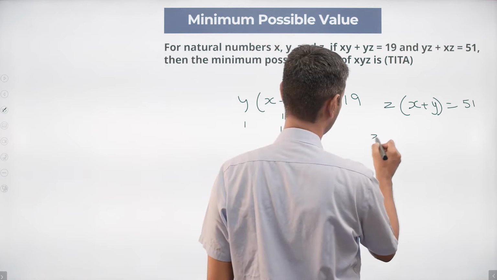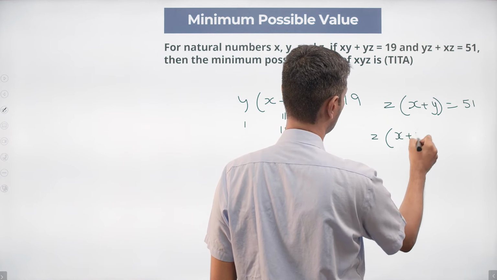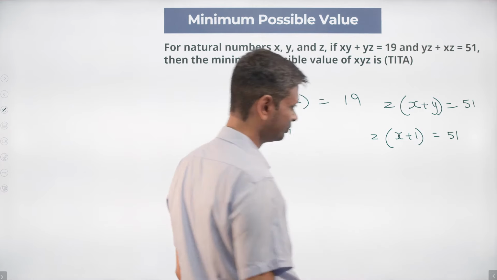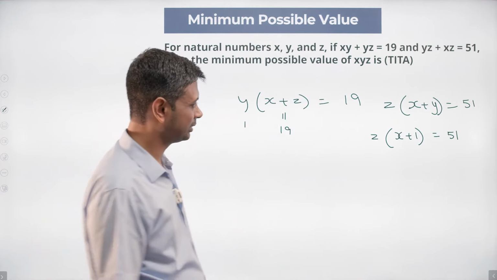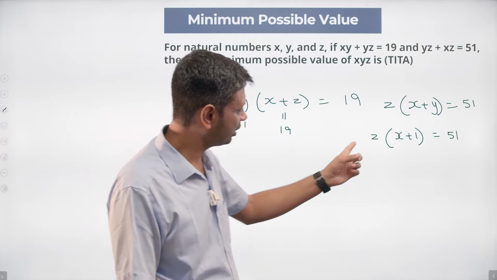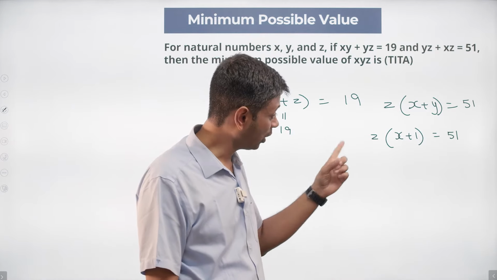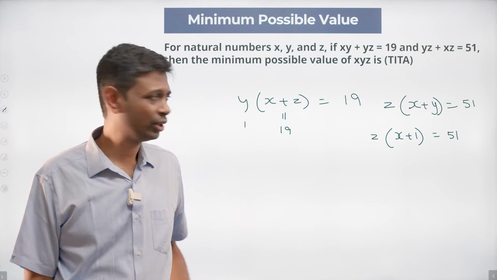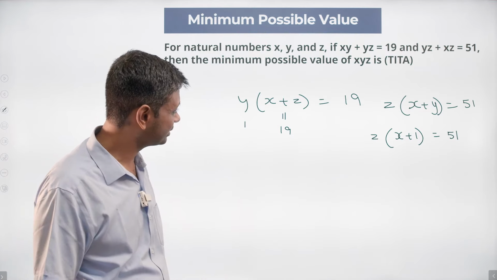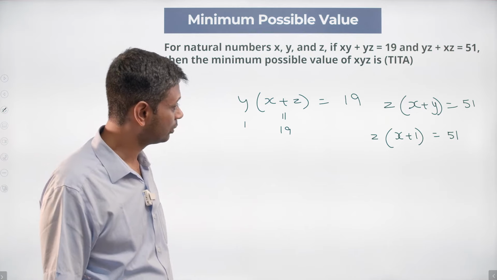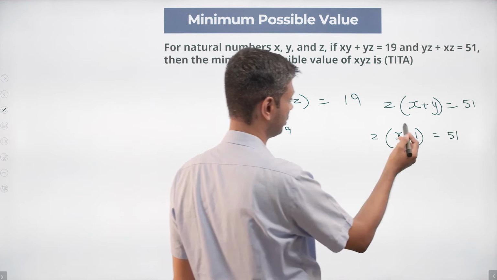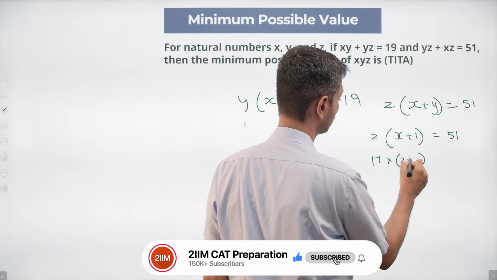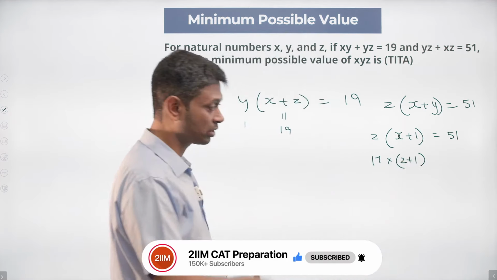So z into (x plus 1) is 51. This is not 51 into 1, since x cannot be 0. Not 1 into 51, since x is not 50, that we know. So 3 into 17 or 17 into 3, with x plus z being 19. So this could be 17 into (2 plus 1). 17 plus 2 is 19, that works.